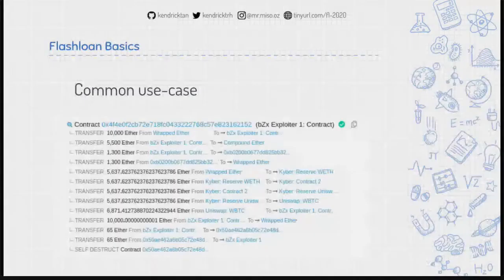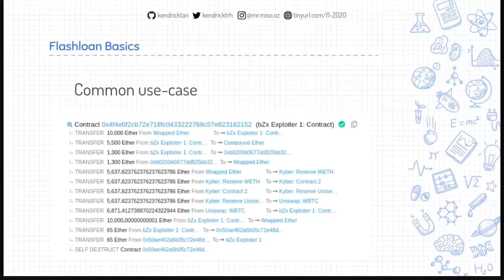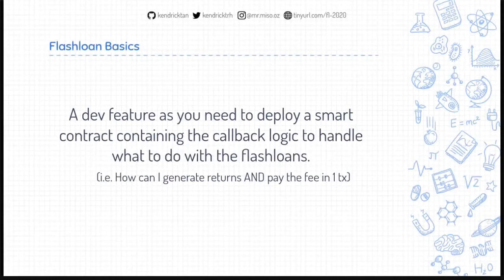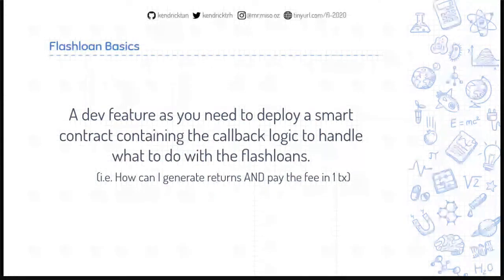So a common use case for flash loans would be, well, arbitrage. I want to be able to arbitrage between 2 exchanges without any upfront liquidity. I can use flash loans to facilitate that trade. And my main issue with flash loans right now is that it's a developer feature. It's not very user friendly, and it's also quite technical. If you haven't done any Solidity before or any smart contract development, you need to deploy a smart contract containing callback logic to handle what to do with the flash loans. I'll touch on the callback logic a little bit more in the presentation, so don't worry about that.